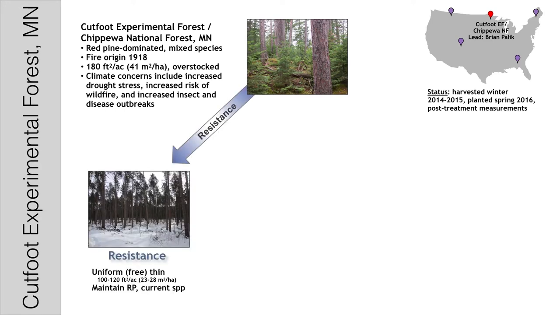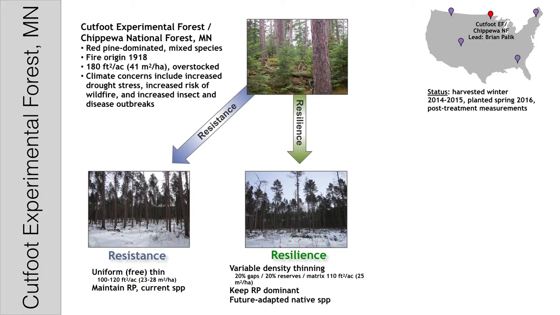So thinking about some of the local management goals to maintain this red pine dominated ecosystem, we're just going to do a uniform free thin, make sure we're still providing wood products from this red pine species and maintaining the other species that currently exist on this site into the future. For resilience, thinking about being able to bounce back from disturbance, we're doing a variable density thinning. And then again, we want to play with the structural heterogeneity and composition of the site. So we're looking at gaps, skips, and matrices where we're playing with the crown composition to change the amount of light reaching that soil and impacting that ground cover of the stands that we're working in. We want to maintain that red pine dominance so that it's still similar to the current structure and composition, but also plant more future adaptive native species that are already found on this site.